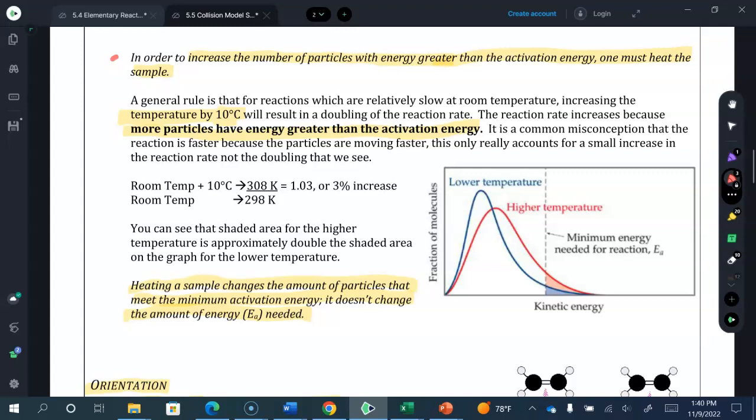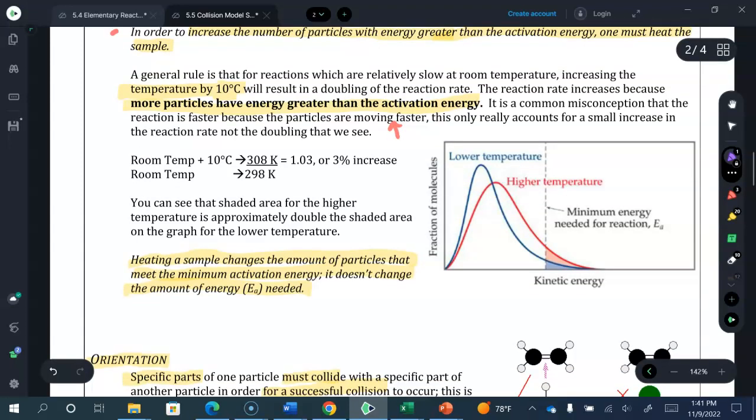It's a common misconception that the reaction is faster because the particles are moving faster; this only accounts for a small increase. So what they're getting at here is that because they're moving faster, they're colliding more frequently. And yes, that does increase the chance of a successful collision. But out of the two, colliding more frequently versus colliding with enough energy, colliding with enough energy produces statistically more successful collisions by increasing the temperature, not just the frequent collisions. Okay. It does help a little, but not significantly.